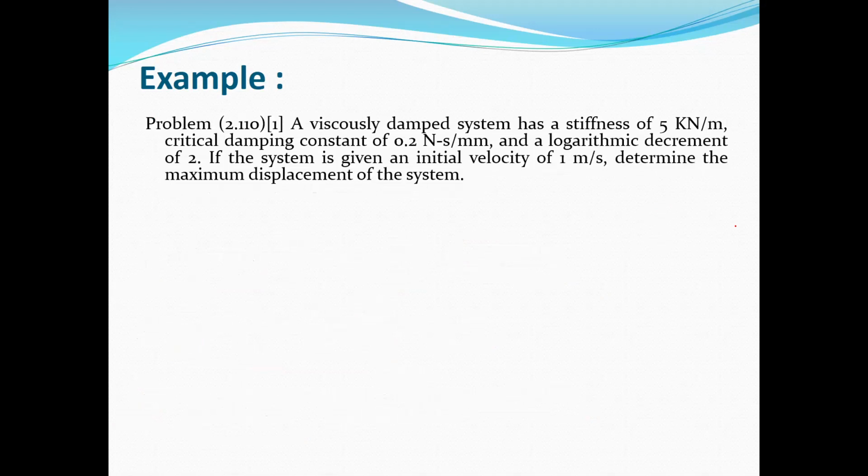The next example: a viscous damped system has a stiffness of 5 kilonewton per meter, critical damping constant of 0.2. Here, pay attention, this is the critical damping. In fact, this is C sub C, okay? So it's not C, it's a critical damping constant, and it's equal to 0.2 Newton second per millimeter, and a logarithmic decrement of 2. If the system is given an initial velocity of 1 meter per second, determine the maximum displacement of the system. So the initial condition is a velocity of 1 meter per second.